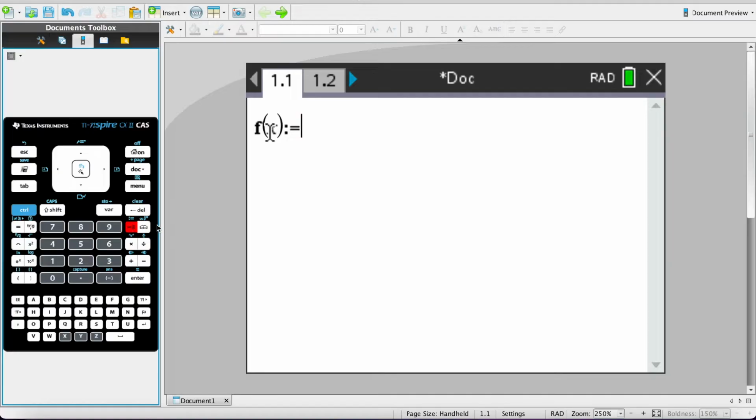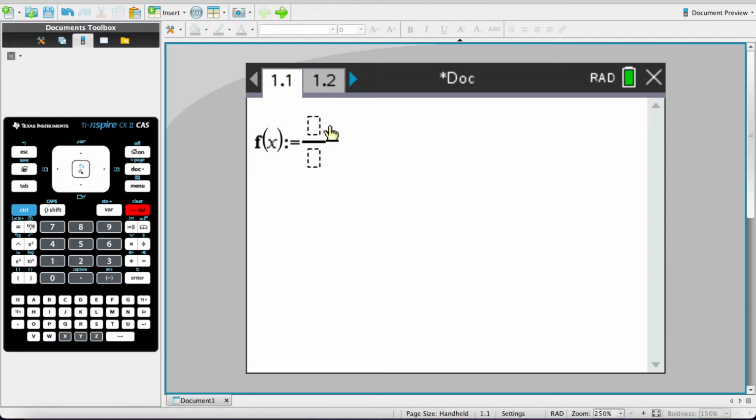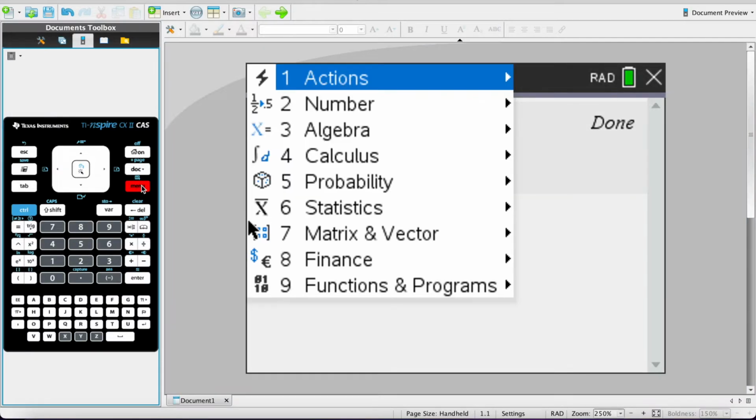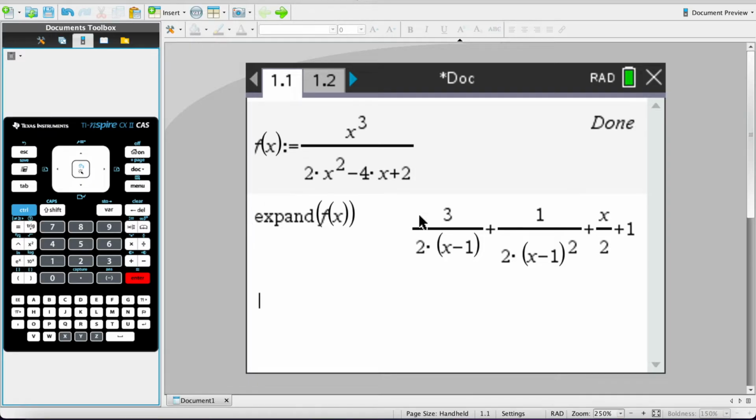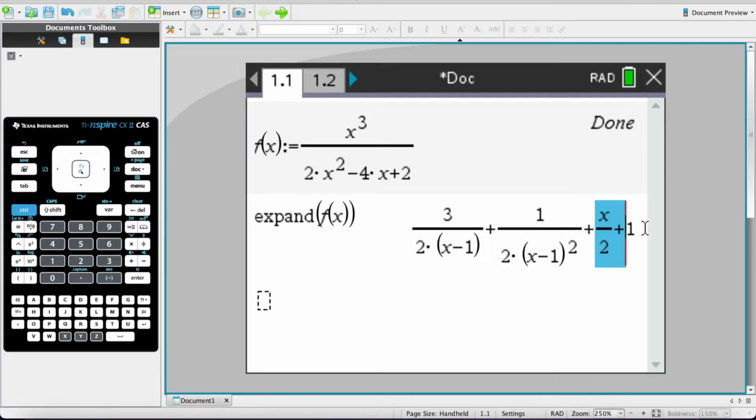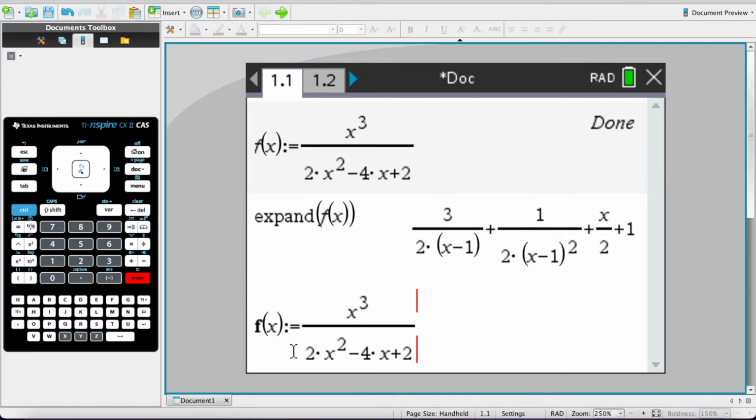the answer, the x cubed over, and just define as your first answer option first, so 2x squared minus 4x plus 2. And then just do an expand and see what the asymptotes are. You've got the x is equal to 1, but this one isn't y is equal to 2x plus 1. So just enter this f of x down and change the a's, b's, and c's.